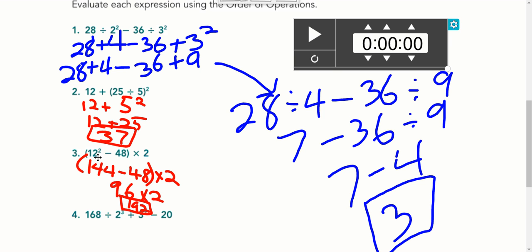Here, I need to do exponents first, because it's inside the parentheses. So 12 to the second is 144 minus 48 in parentheses. So I need to do that first. So it'd be 96 times 2, and I get 192.